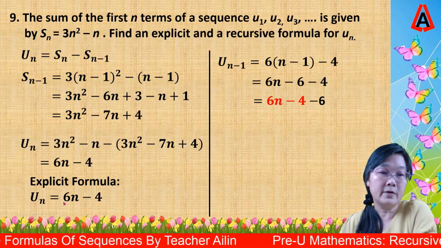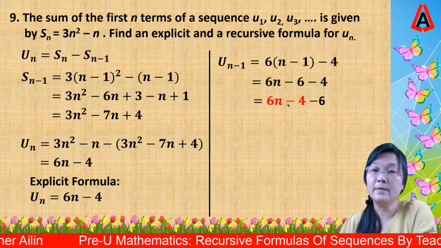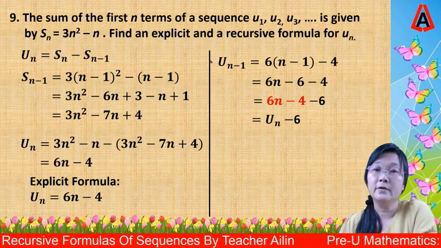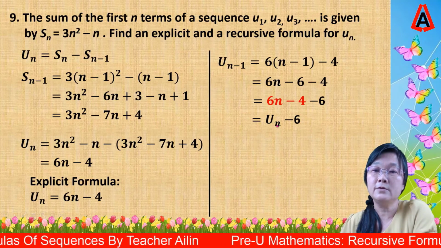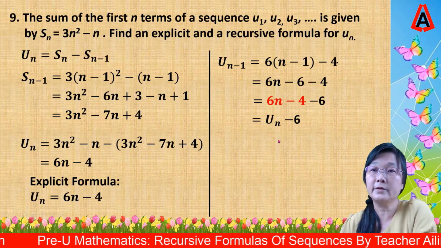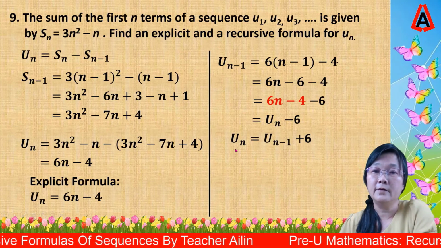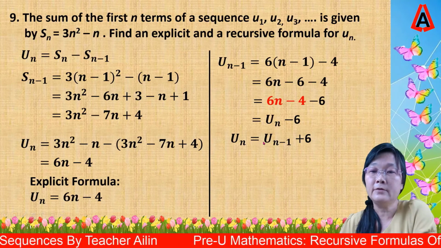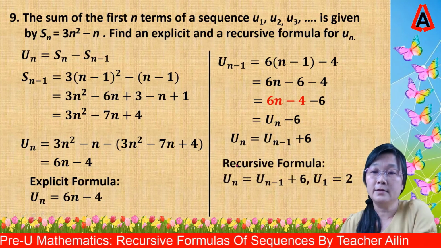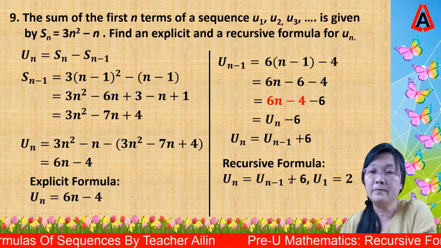6n minus 4, when we compare with the explicit formula, it is u_n. So 6n minus 4 can be replaced with u_n. So now we have u_(n-1) equals u_n minus 6. But this is not your final answer, because the question asks for the recursive formula for u_n. So you need to rearrange the equation, becomes u_n equals u_(n-1) plus 6. Therefore, the recursive formula is u_n equals u_(n-1) plus 6.